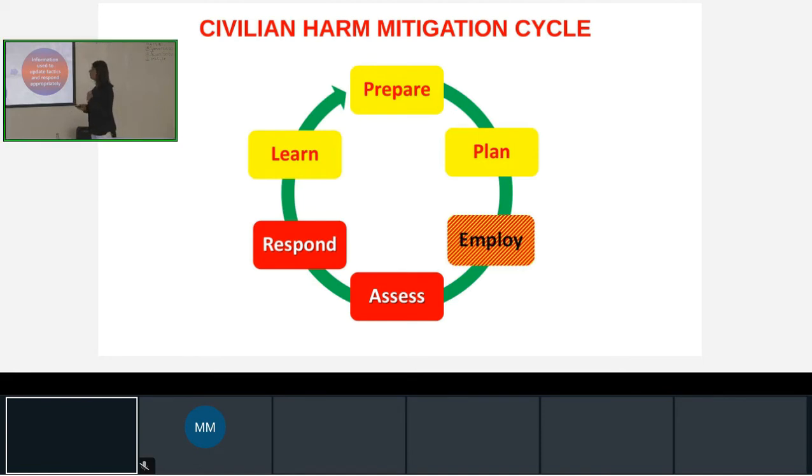You need to include that in your doctrine and your training, and try to identify what the good practices are on civilian harm mitigation. Again, some of these good practices have come from Afghanistan and from Iraq. And now, how do you adapt them to large-scale combat operations or high-intensity urban war?